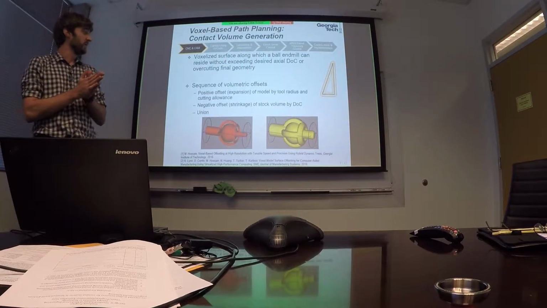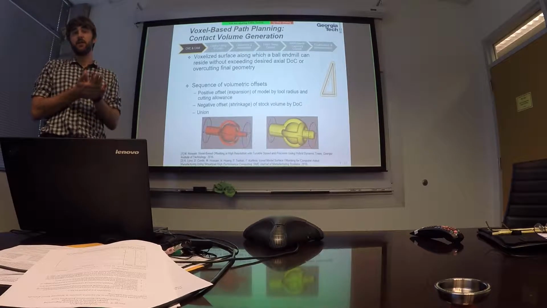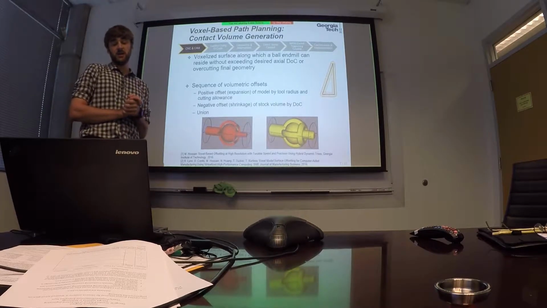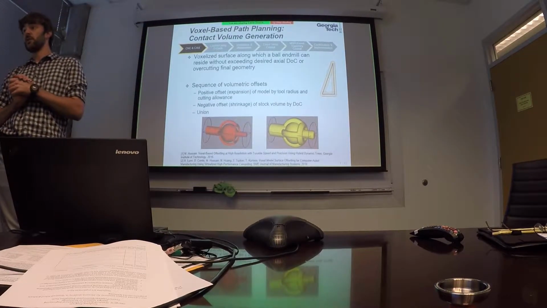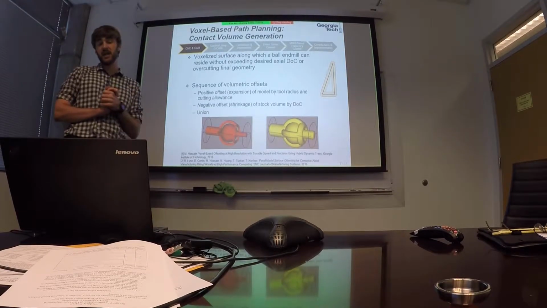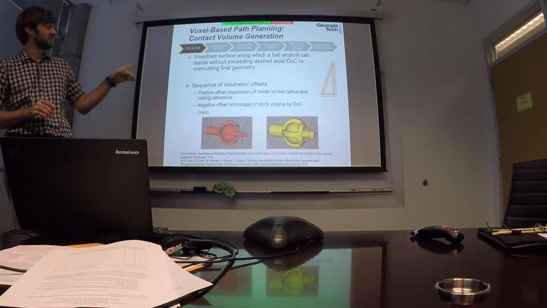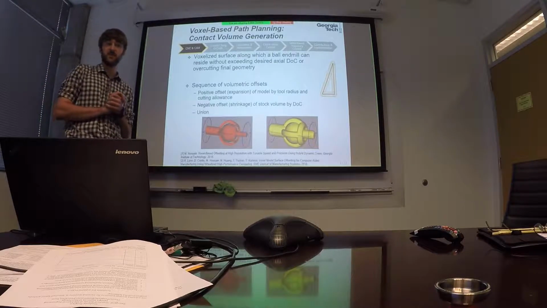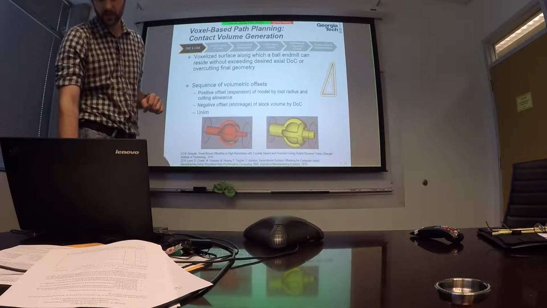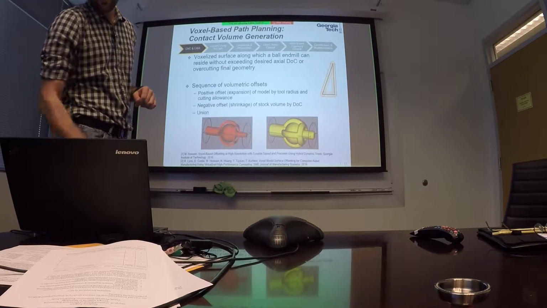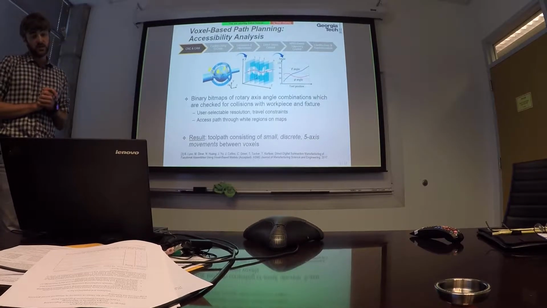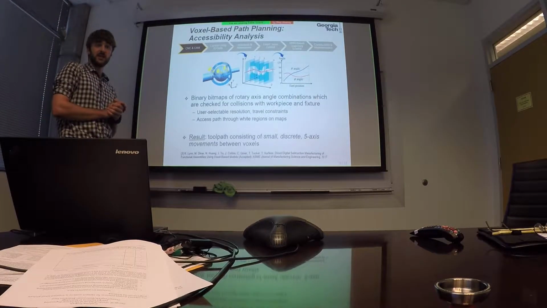Now, the point of this discussion is that the contact volume is, again, a discretized or voxelized surface along which the center of the ball end tool can reside without cutting too deeply to exceed the maximum axial depth of cut constraint or cutting too deeply into the part model. So just remember, it consists of a voxelized surface, a lot of very small cubes. So that will determine the translational axis positions.